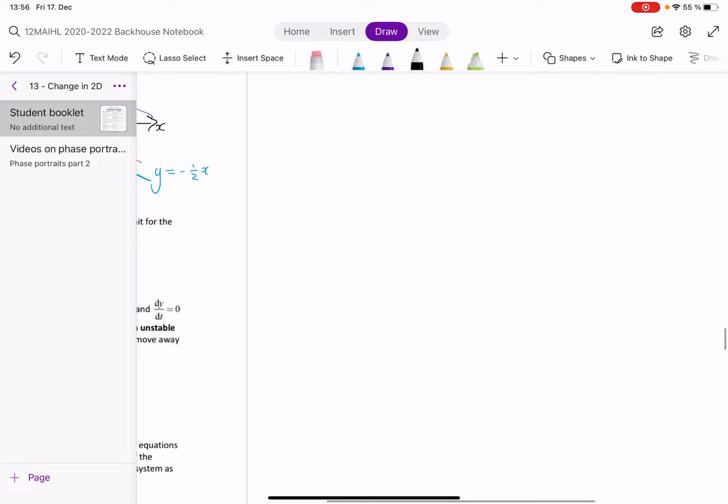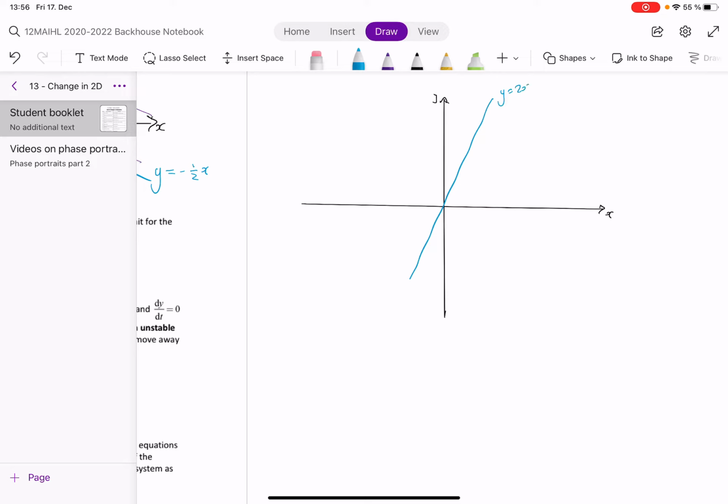So let's have a little sketch again. I should have left a bit more space for this, shouldn't I? Okay, I've got y. I've got x. I've got the same eigenvectors. So y equals 2x and y equals negative a half x.